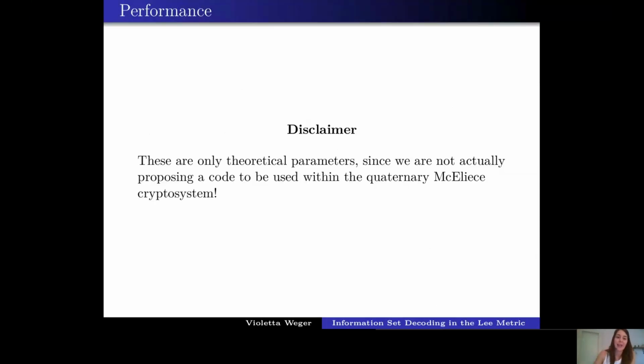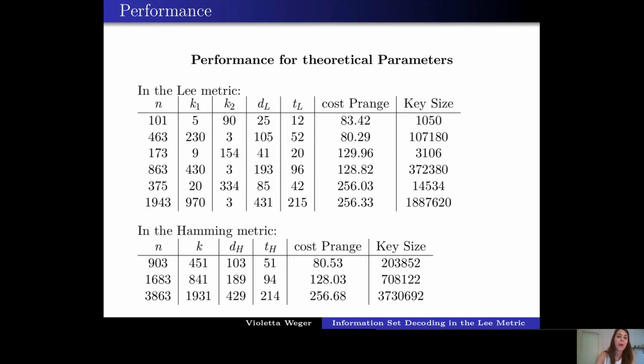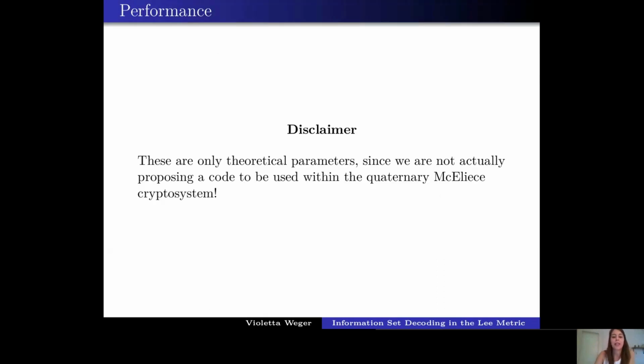But important disclaimer, these are only theoretical parameters. We are not actually proposing a code that has such k1 or k2 as parameters. And so they should really be treated only as theoretical parameters. And the table should just tell us the Lie metric has its advantages and we should study them more.